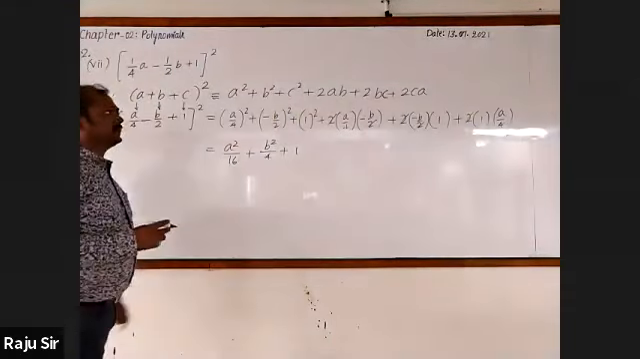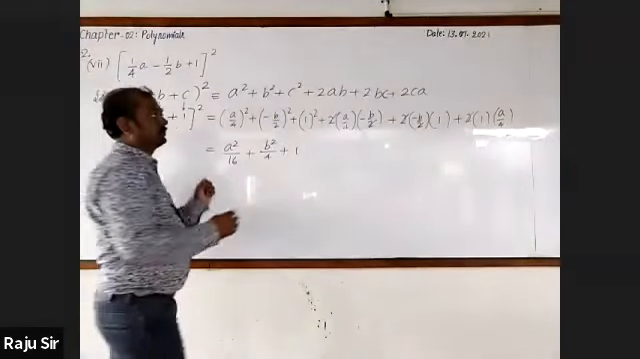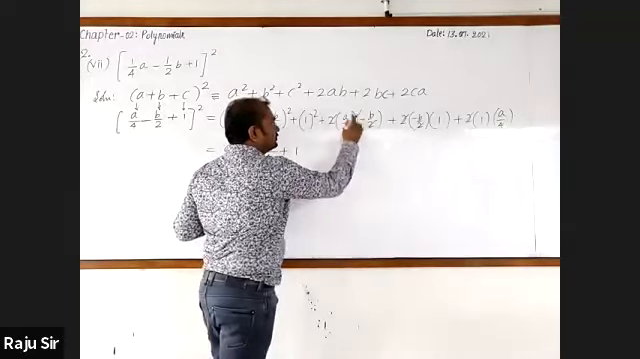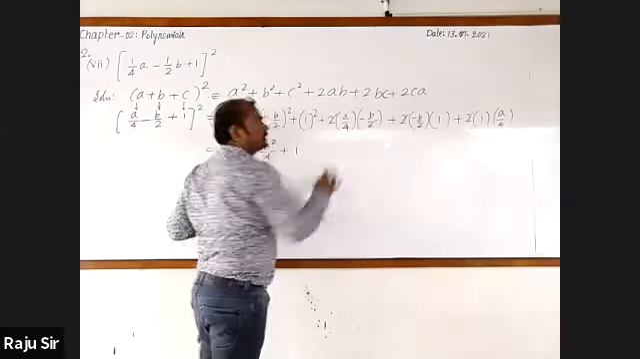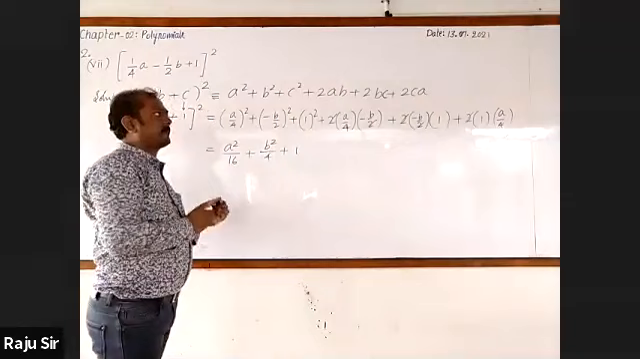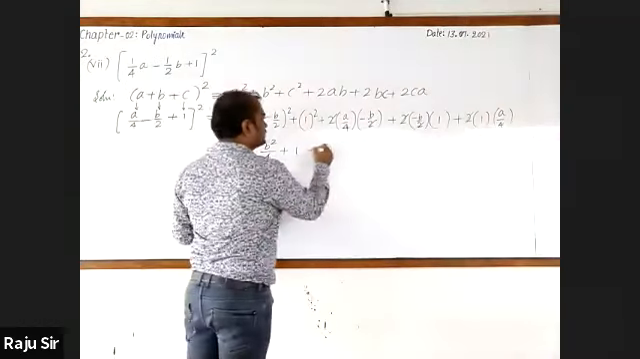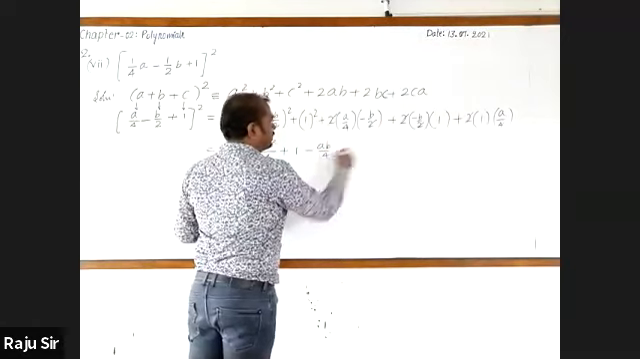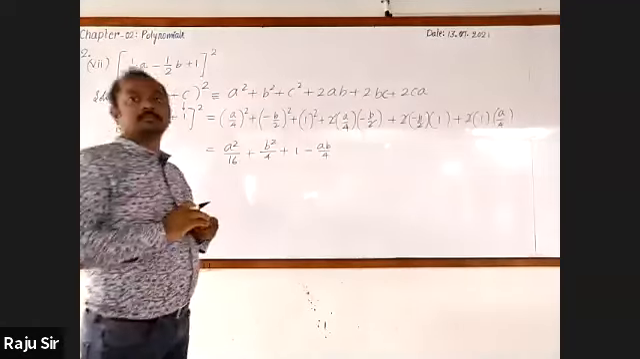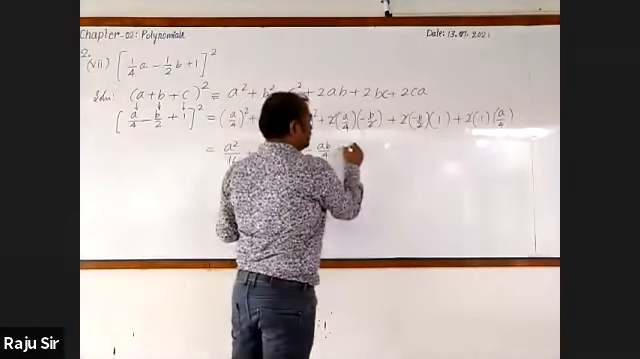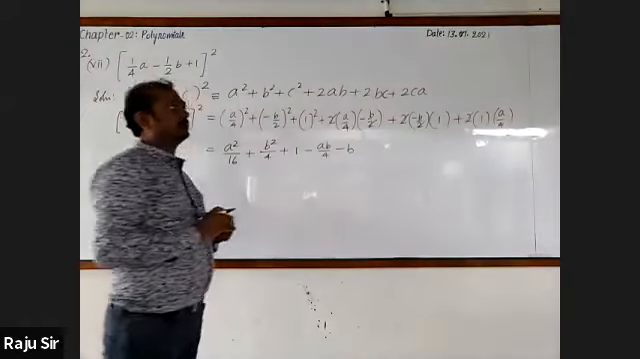Manya, you tell this. A by 4 into minus B, minus AB by 4. Very good. Next term: minus B. Next term: A by 4.